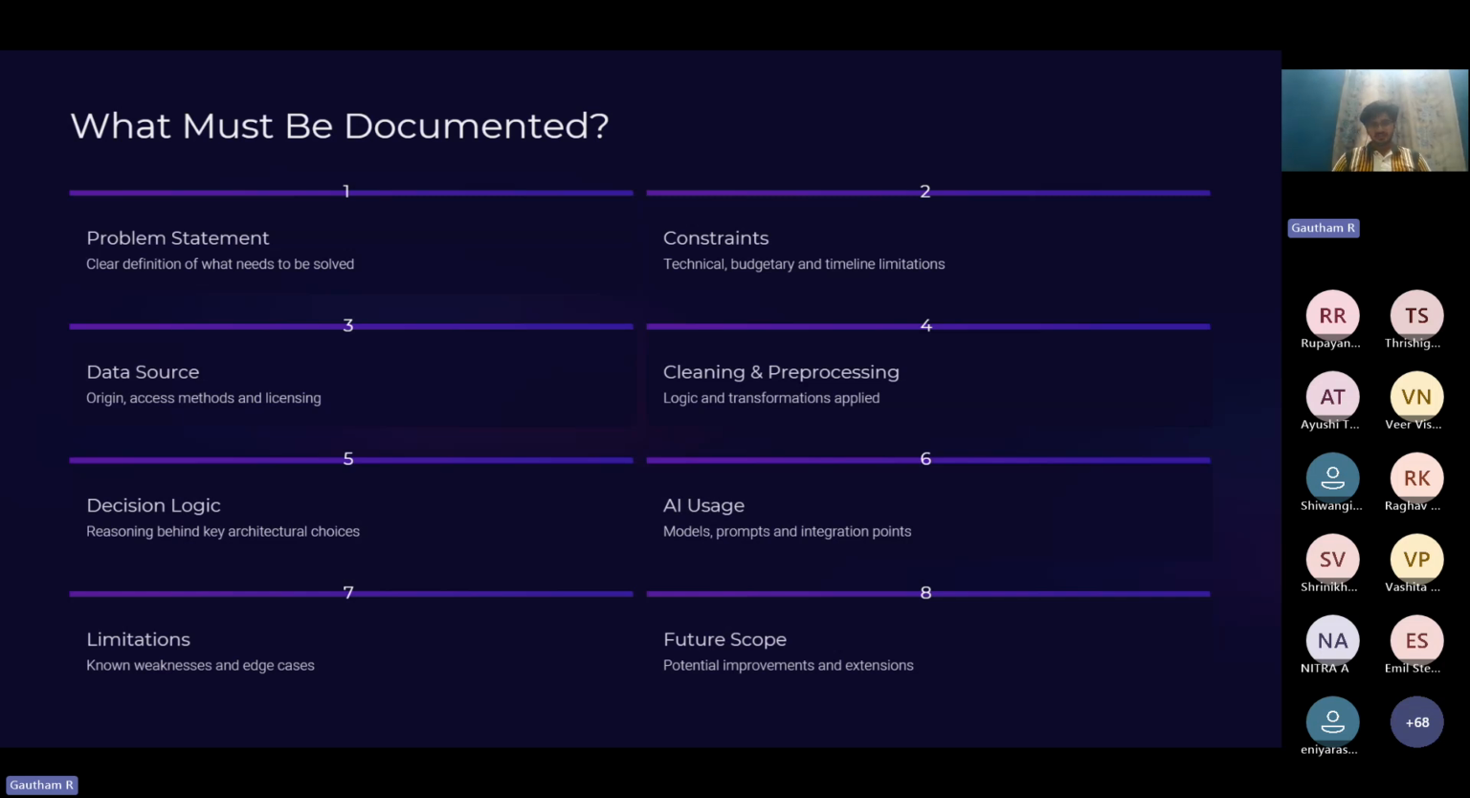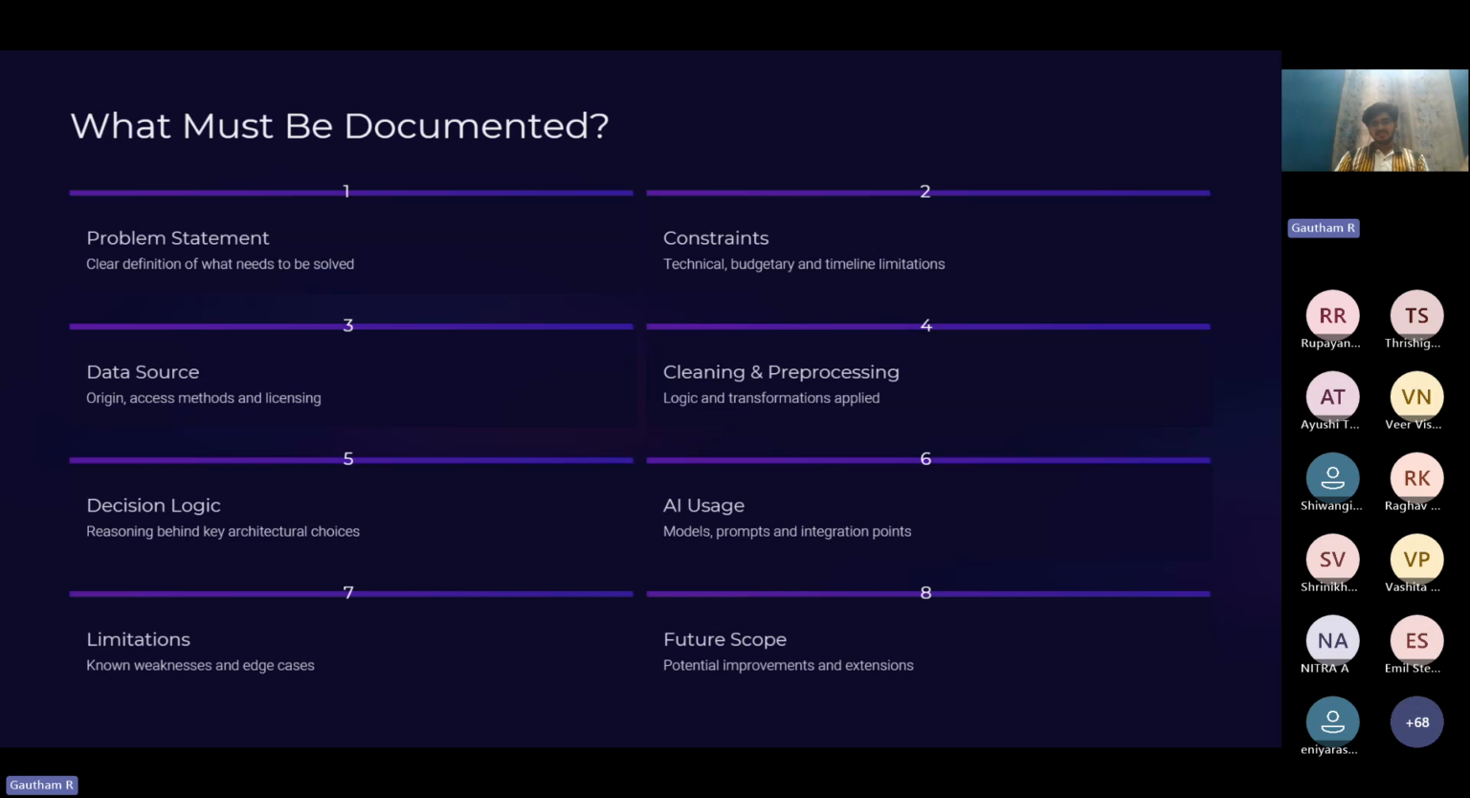And then comes the data source, where we mention its origin, the way we access them, the way we clean, process everything, and licensing. Licensing is something that we have to know. And next comes cleaning and pre-processing. We will speak about it now. And then decision logic, like already Raghavana said. So we have to have proper reasoning, and we have to have depth on what we are doing. So we shouldn't take some decision just because we can.